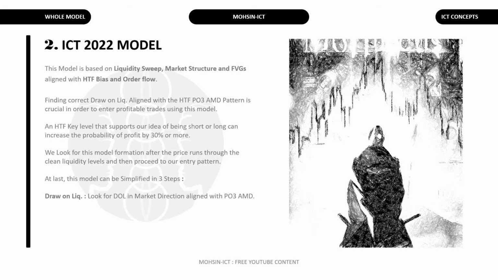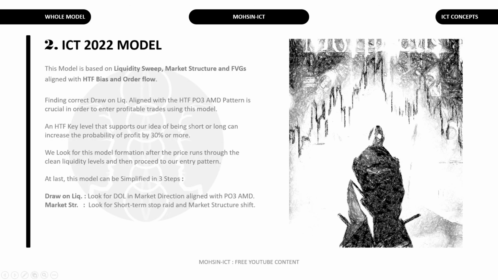Our very first step is to determine our drawn liquidity. Here we look for clean levels like relative equal highs or relative equal lows. This drawn liquidity has to be aligned with our PO3 and AMD pattern, which is our previous step. Just like if we are looking at bullish manipulation above the market price, we need a bearish drawn liquidity. And if we are looking at bearish manipulation, we need a bullish drawn liquidity.